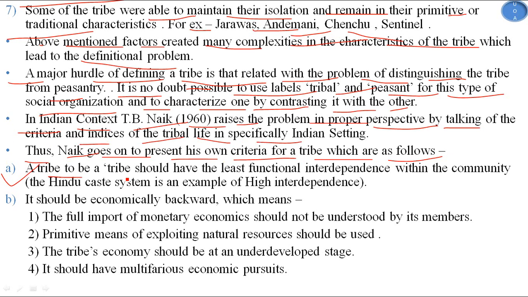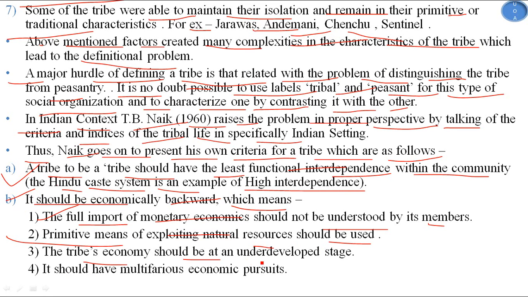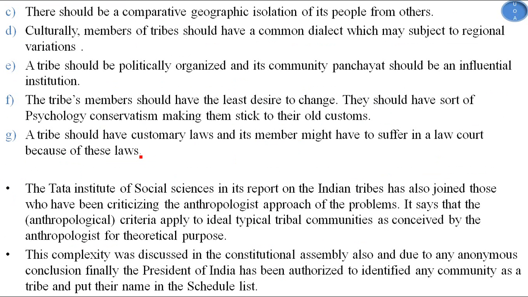Basically, a tribe to be a tribe should have the least functional interdependence within the community, whereas the Hindu caste system is an example of high interdependence. Then it should be economically backward, which means the full import of monetary economics should not be understood by its members. Primitive means of exploiting natural resources should be used. The tribe's economy should be at an underdeveloped stage. It should have multifarious economic pursuits. Then there should be a comparative geographic isolation of its people from others.